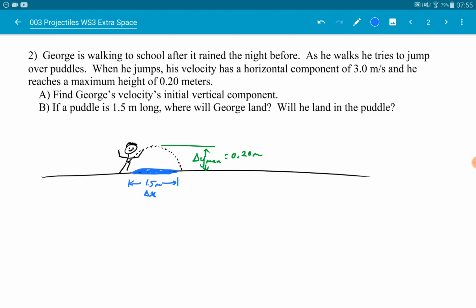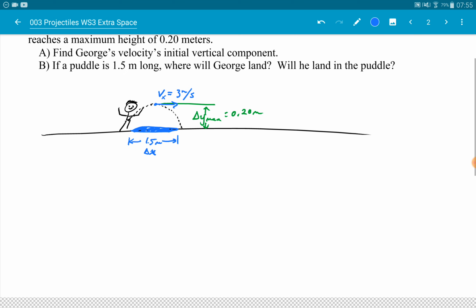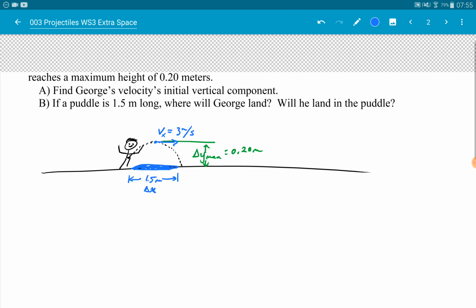He has a horizontal component of 3 meters per second for his velocity. So if I put these velocity vectors here, right at the top, you know that he's not moving up or down at the top, but he is still moving to the right. And so his v, maybe I'll even put x there just to be extra explicit, is 3 meters per second to the right. You could do this with the left, and it would be the exact same if you drew the picture in mirror image. Find George's initial vertical velocity, and then where is he going to land?